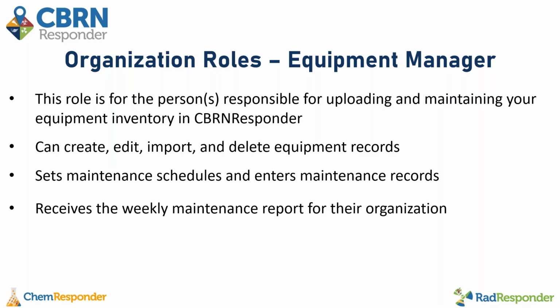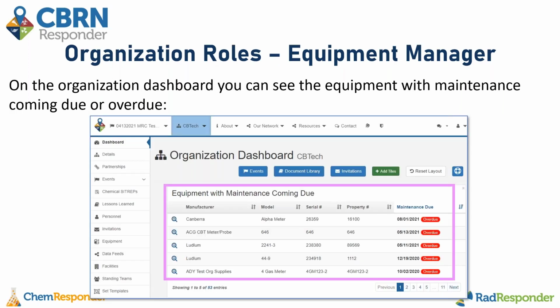And the user with this role will also be the one to receive the weekly maintenance report for their organization to their email. The equipment manager can also see a tile that shows the equipment that has maintenance coming due or that is overdue. And they can click those magnifying glass icons next to the equipment item to take a closer look.